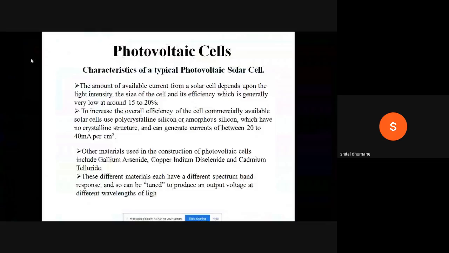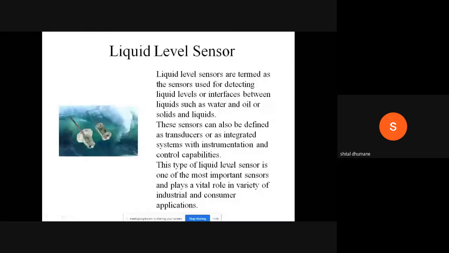So these are the liquid level sensors. They are termed as the sensors used for detecting liquid levels or interfaces between liquids such as water and oil, or solids and liquids. So you can measure the level of your water, your oil also. These sensors can also be defined as transducers or integrated systems with instrumentation and control capabilities.